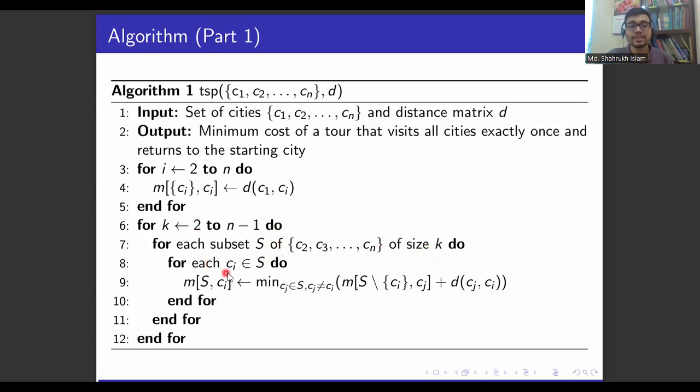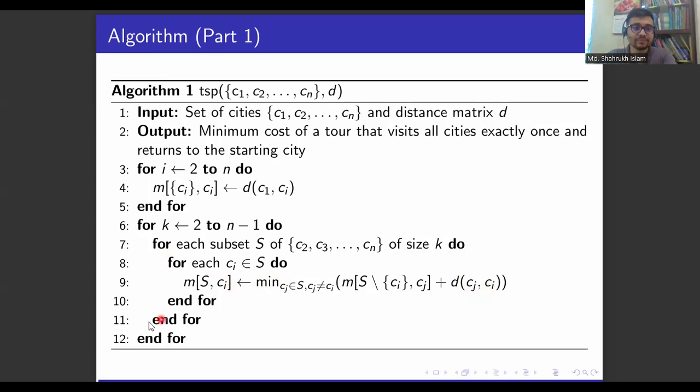Then for each ci belongs to S, we will try to end our journey at ci. How can we do this? We can do this by removing ci from the set and solving it with cj. We are ending our journey at cj, and then we will move from cj to ci, and we will take the minimum of these values, and our for loop will end here.